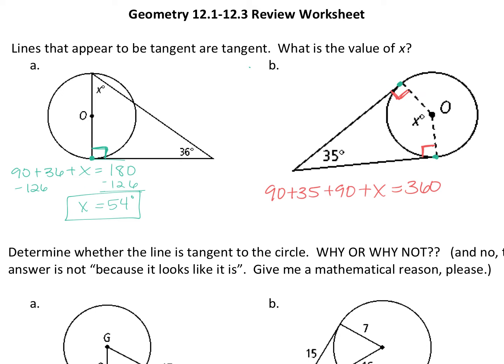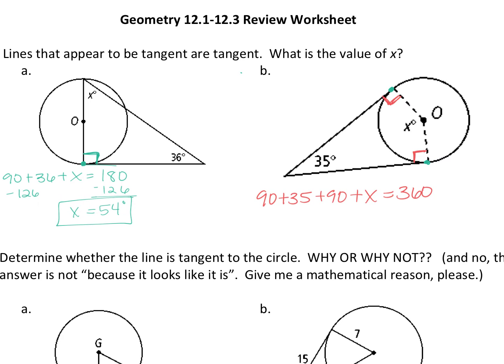So take 360, yes sir? Couldn't you also just do 180 minus 35? You could, but that's only because you took 180 out of it already in your head, right? So 360 minus 90 minus 90 minus 35 is 145 degrees. So x equals 145. Okay, so we're just taking this away from the 360.